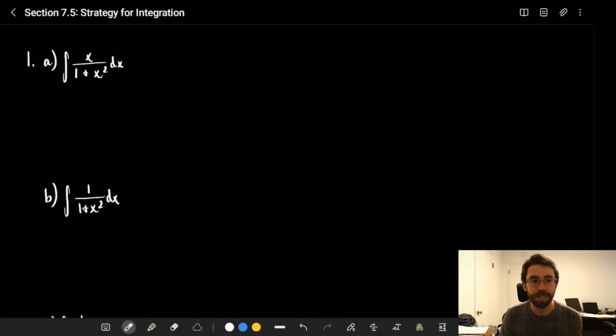Hi everyone. I have some time on my hands, so I thought I would go through section 7.5 of Stewart's textbook and solve every single odd-numbered problem. These are the ones with answers in the back of the book. I haven't looked at the answers yet. Hopefully I'll just get them right on my first try and I won't have to edit this video.